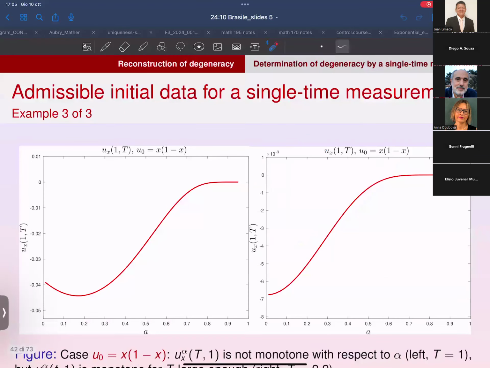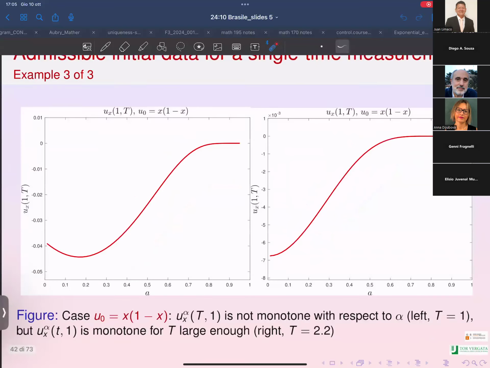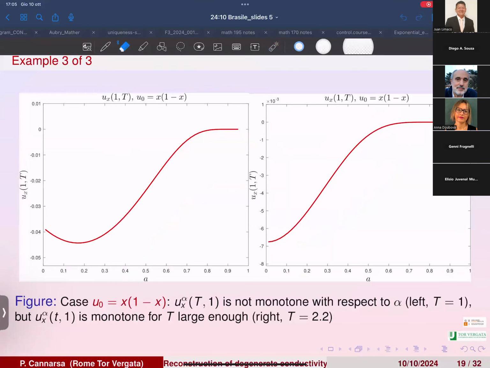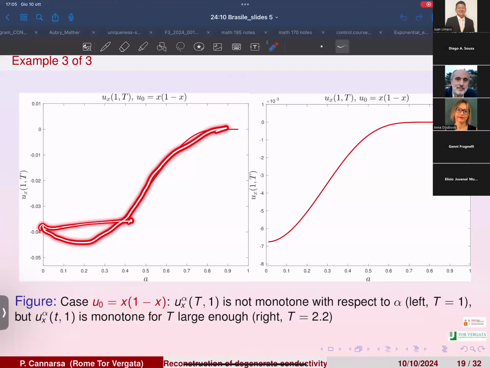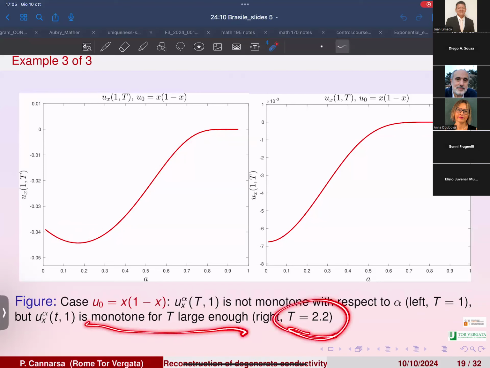On the other hand, I'm not reproducing all the calculation. If you take a mixture like this one, x, 1 minus x as initial datum, then you see that if time is too small, for example, time equal to 1, the dependence is not monotone. On the other hand, if you wait long enough, as the theorem establishes, the plot becomes monotone. So this is to illustrate the behavior.